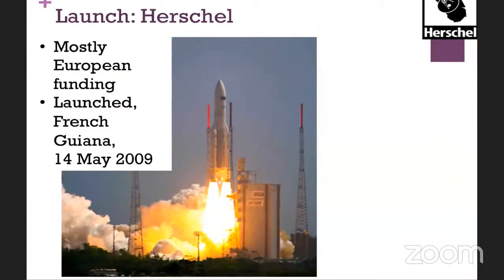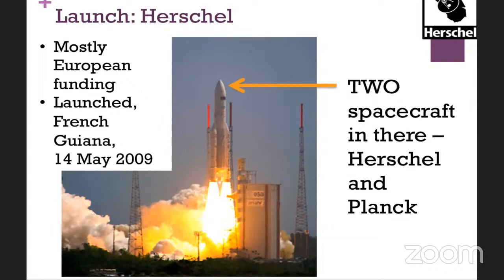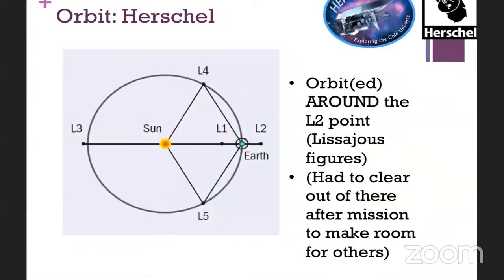Herschel's launch looked like this. This one is mostly European funding, whereas WISE and Spitzer are all U.S. funding. It was launched from French Guiana in May 2009, and there's actually two spacecraft inside that fairing. There's Herschel and Planck that were launched together. Planck studies basically the beginning of the universe, the very, very long wavelengths. Herschel is long wavelengths, but not as long as Planck is.